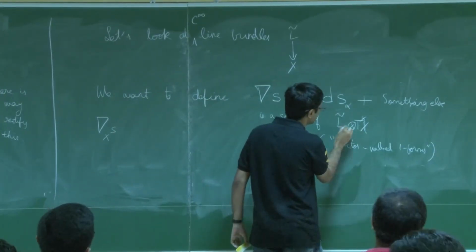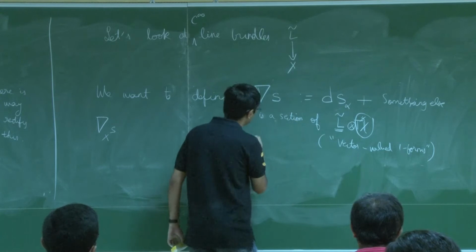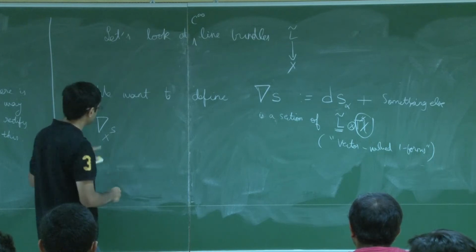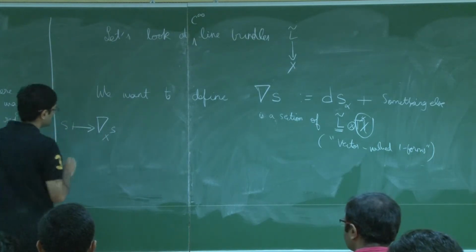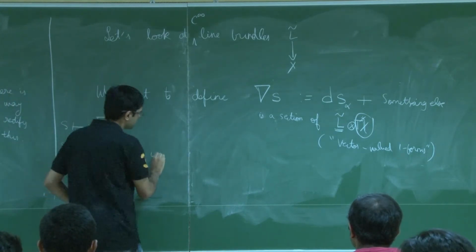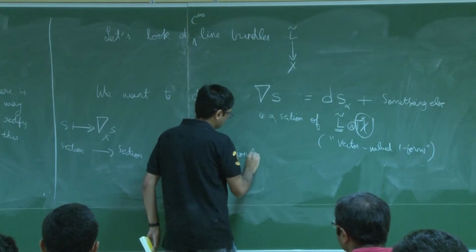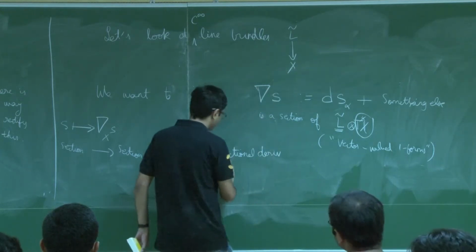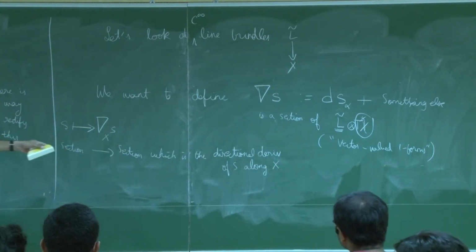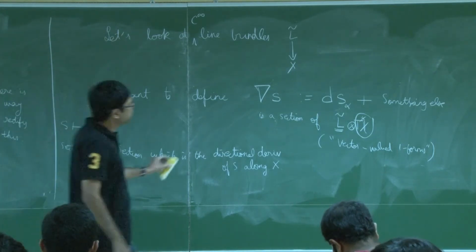You see, I'm saying it's a section of the cotangent bundle tensor this, meaning it is supposed to take in a vector field and spit out a section. This takes a section and spits out a section, which is the directional derivative of S along X. This is the aim here. That's the point of defining this weird differential operator.